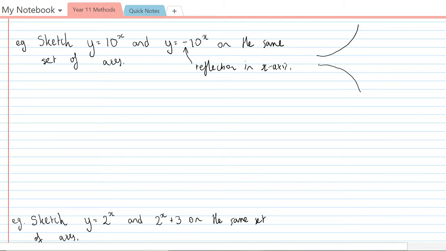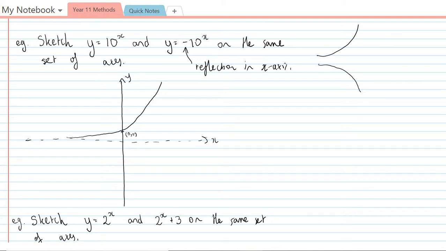So I'm going to draw both of these now. Remember that this graph normally has an asymptote along the x-axis, so I'll draw my x-axis as a dotted line. And I know that when x equals 0, 10 to the power of 0 should be 1. So then I can draw my exponential function, and it'll look something like that.